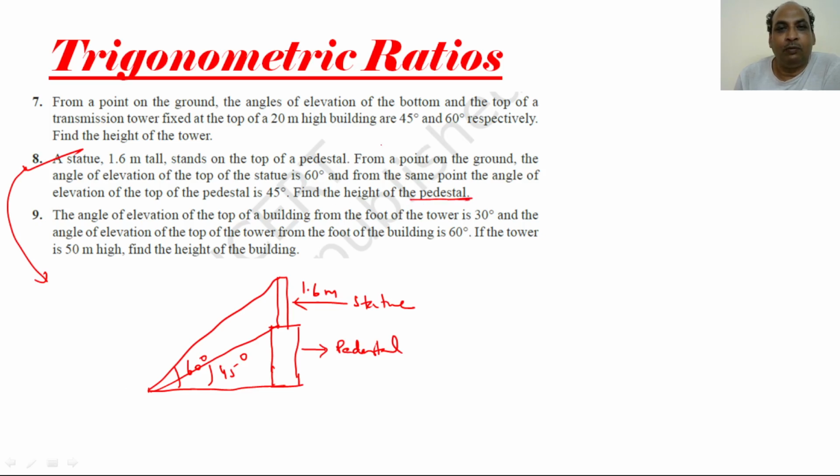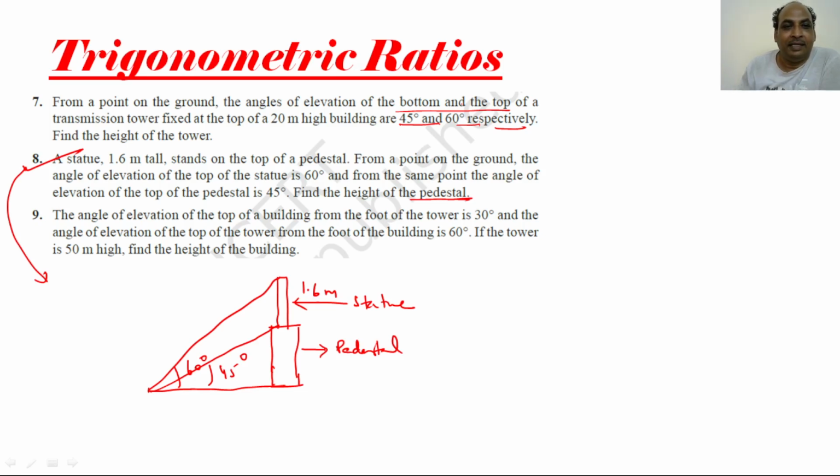There it was used as 45 and 60 respectively. You can see only the sentence is changing, but the question is the same. There the height of the tower was asked and the building was given; here the height of the statue is given and the pedestal is there. The angles are also the same, 45 and 60.